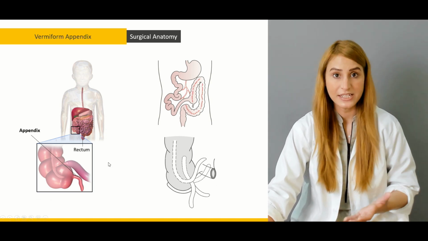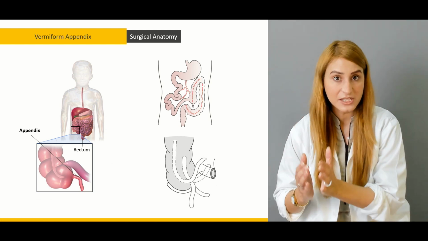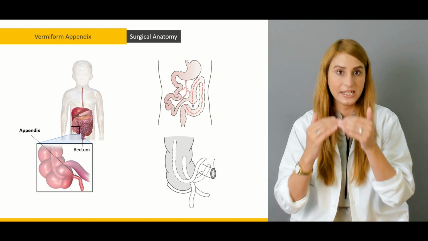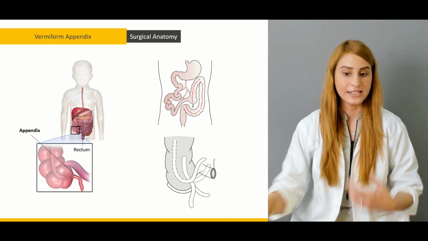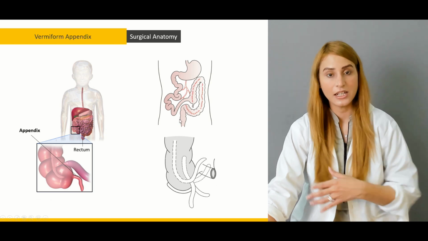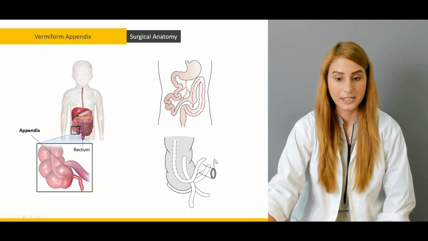It can be paracecal, that means it's parallel to the cecum. It can be subcecal, that means the appendix is lying below the cecum. And the fourth position, it can be pelvic. Just look at the diagram so that you can appreciate the different positions of the appendix.